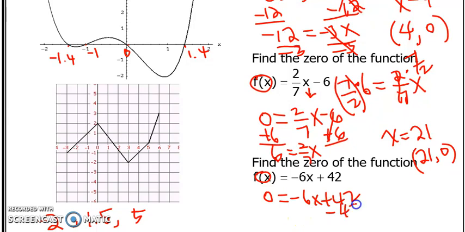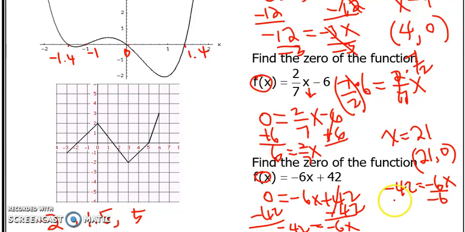We're going to subtract 42. That's 0 minus 42 is negative 42 equals negative 6x. Divide each side by negative 6. X equals positive 7. So your zero of a function is (7, 0).